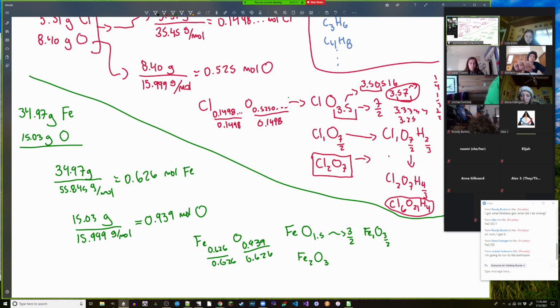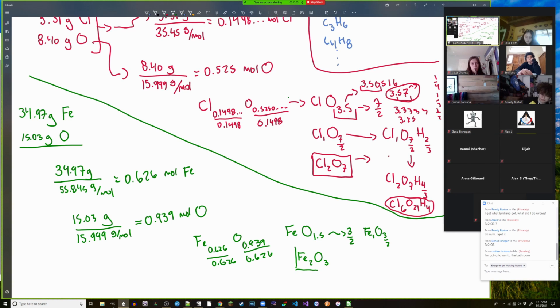Why do we know it's FeO 1.5? So I did this division here. I had the 0.626 moles of iron and the 0.939 moles of oxygen. When you divide by the smallest one, that's what you get: a 1 and a 1.5. So you can't get anything else. If you divide by the smallest one, you must get a 1 for the iron because it's dividing by itself. You have to get a 1. You can't get anything else. Right, that makes sense. No worries.